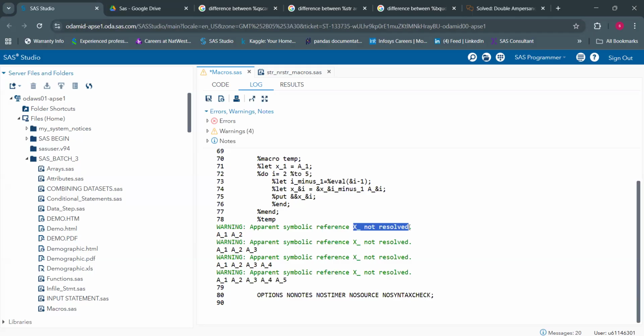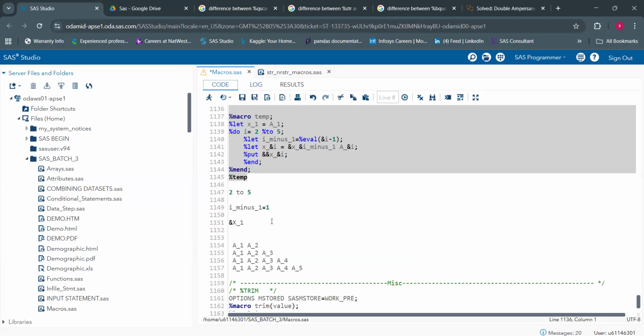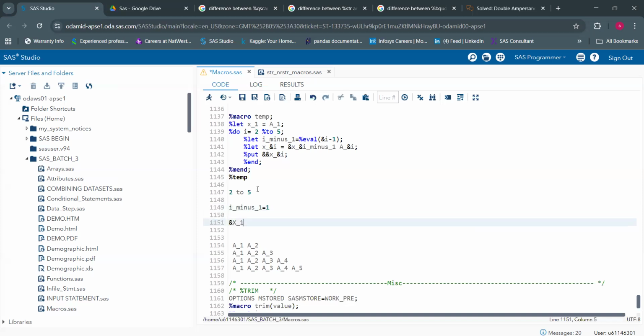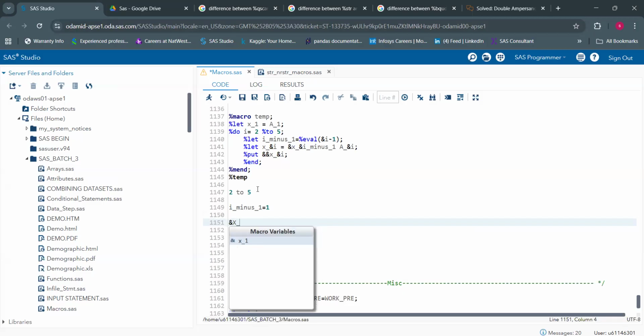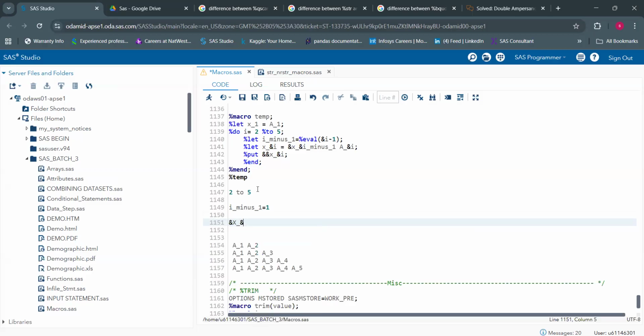Why is x underscore not resolved? We only have x underscore 1, which is equal to a underscore 1. So whenever we treat something with ampersand x, SAS straight away tries to resolve the value. So from the SAS perspective, it considers this to be a ampersand x underscore ampersand I, sorry, ampersand I minus 1.